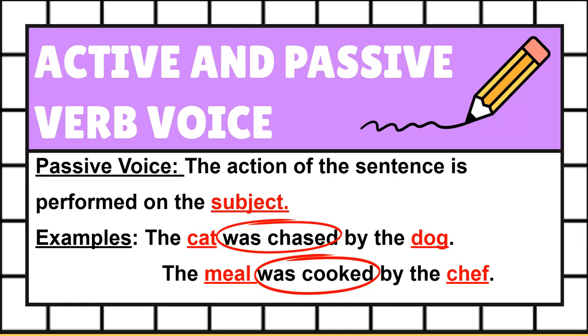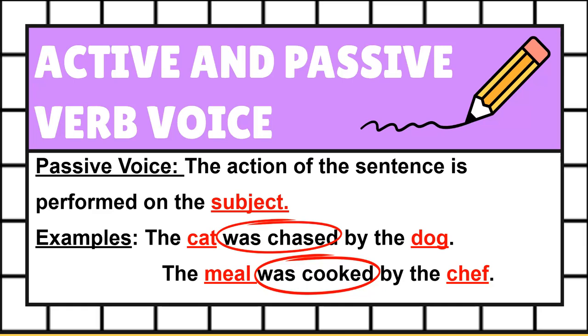And then we're going to ask ourselves, who is doing the chasing? Is the cat chasing or is the dog chasing? In this sentence, dog is still doing the chasing. Dog is chasing the cat. And now, instead of dog being at the beginning of the sentence, dog is at the end of the sentence. And so since the person or thing performing the action of the verb is after the verb, this sentence is written in passive voice.